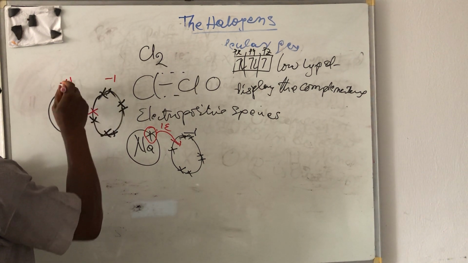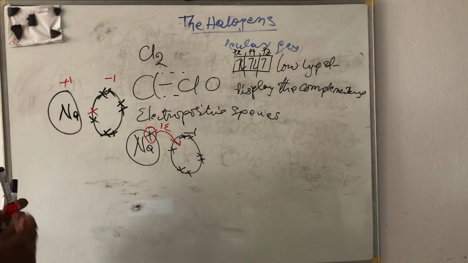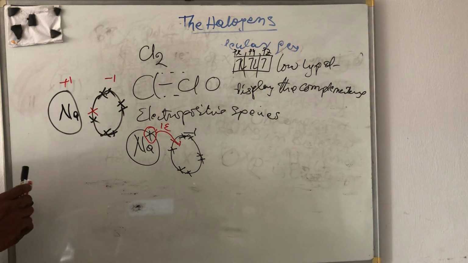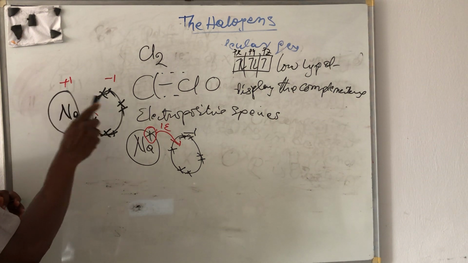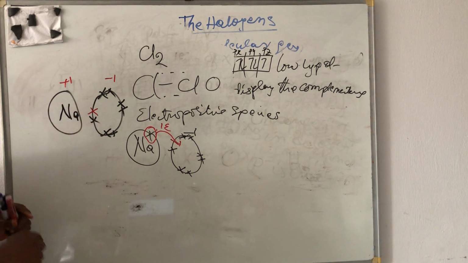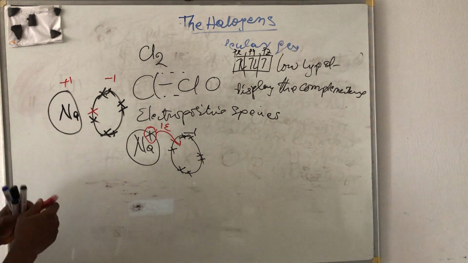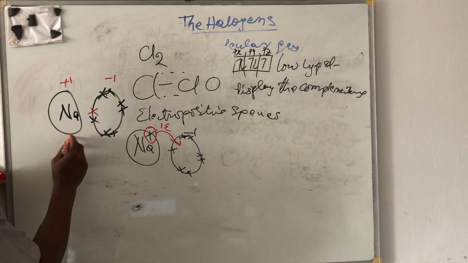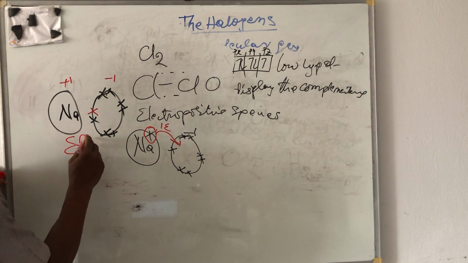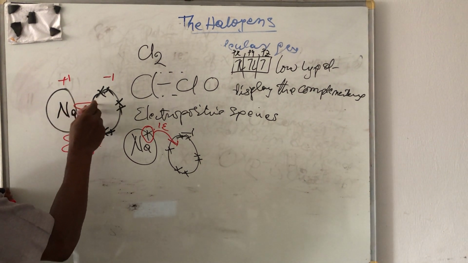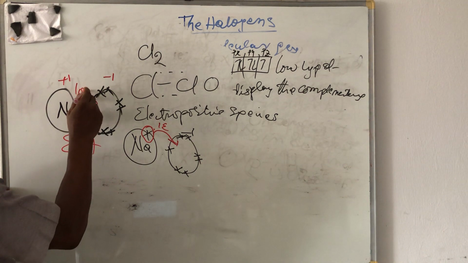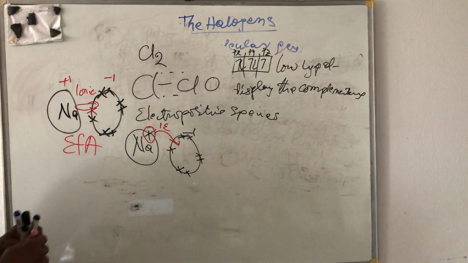And that will become a -1 and a +1. By -1 and +1, something comes to mind: when there is polarity disparity, there will be an electrostatic force of attraction. Electrostatic force of attraction will ensue. Therefore, an ionic bond shall be formed.